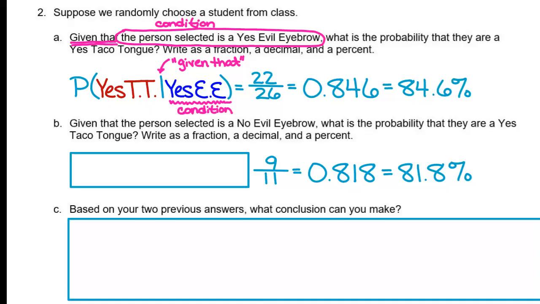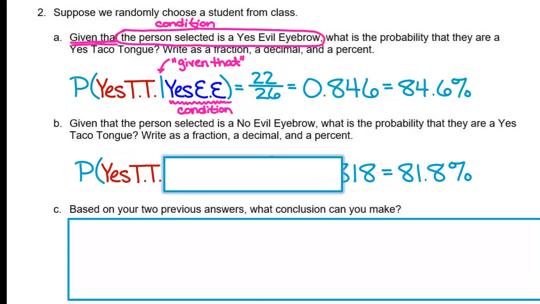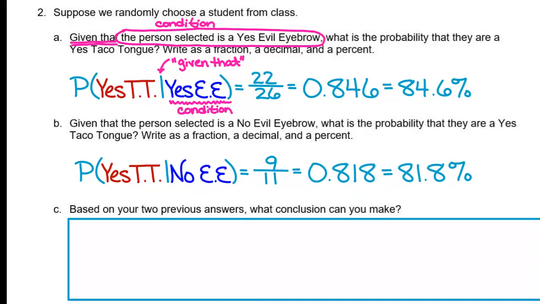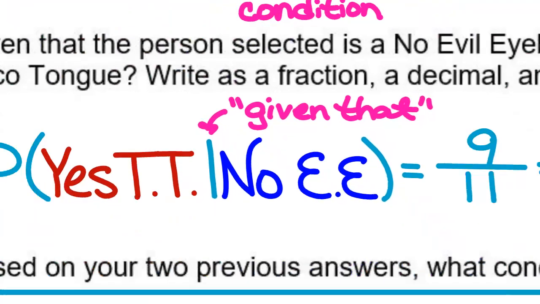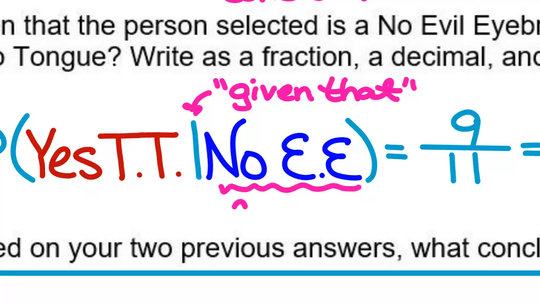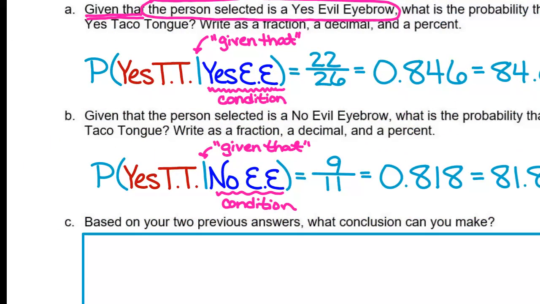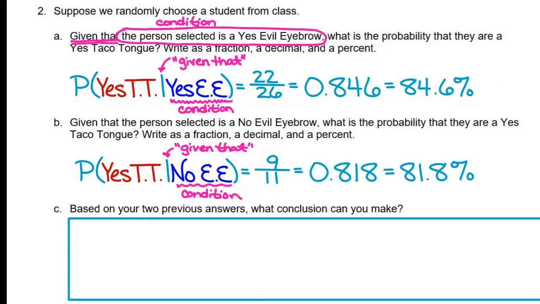What would my probability notation for this look like? P parentheses. Yes, TT. Bar, no, EE. Here's my given that. Here's my condition. We call these conditional probabilities.